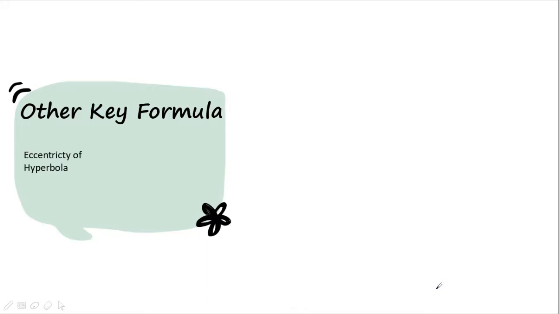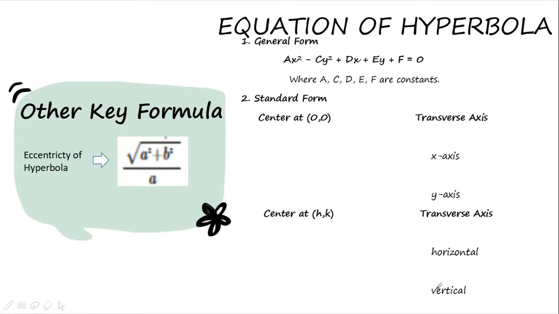So let's have the other formulas that we need. In finding the eccentricity of our hyperbola, we have the square root of a squared plus b squared over a. So that's the formula for that. Then, let's have the equation of our hyperbola.